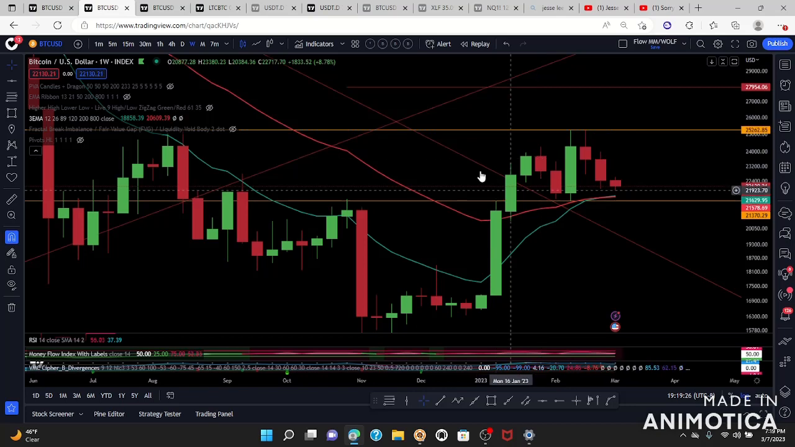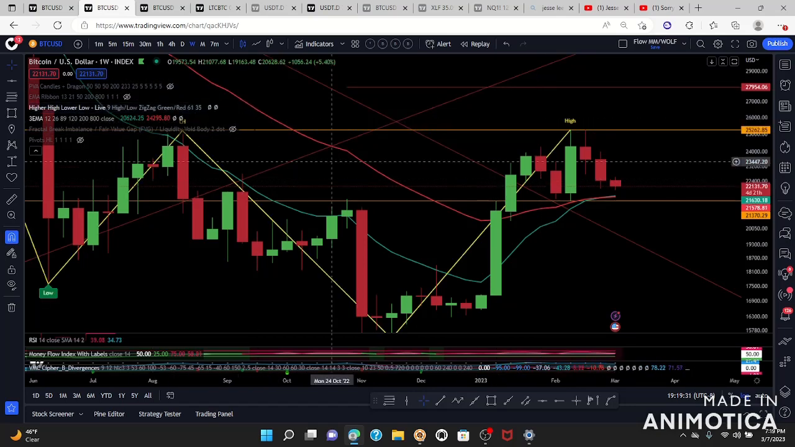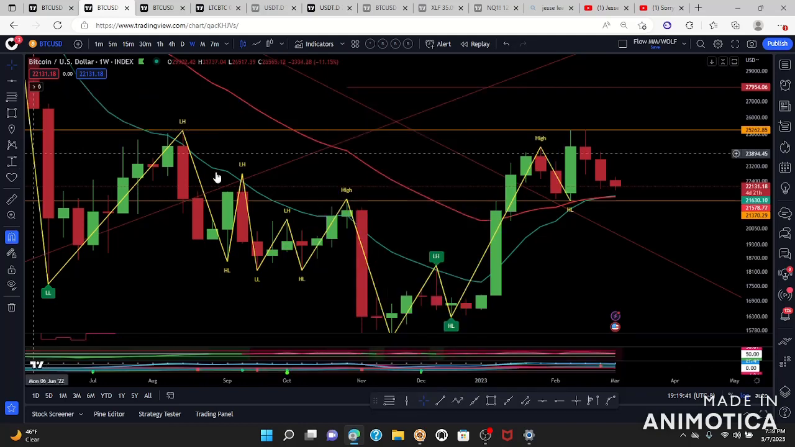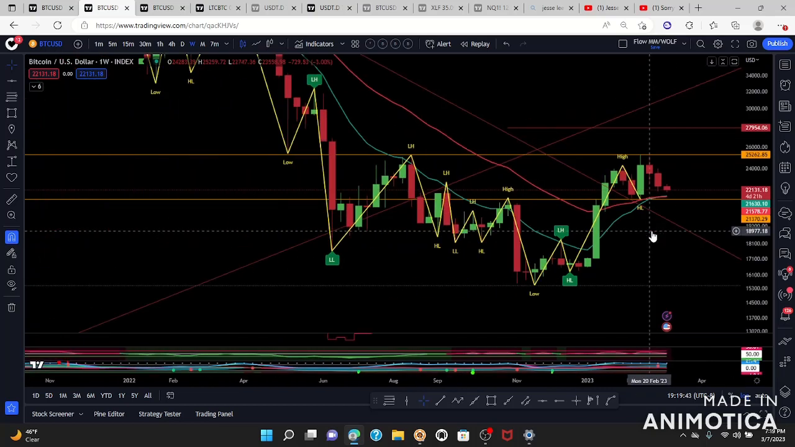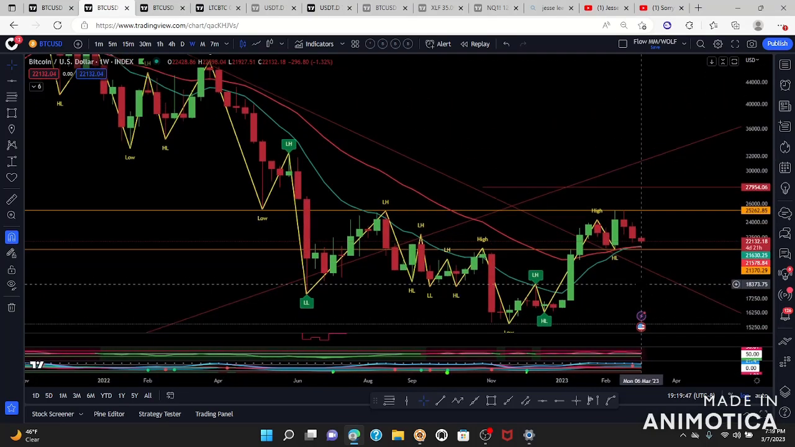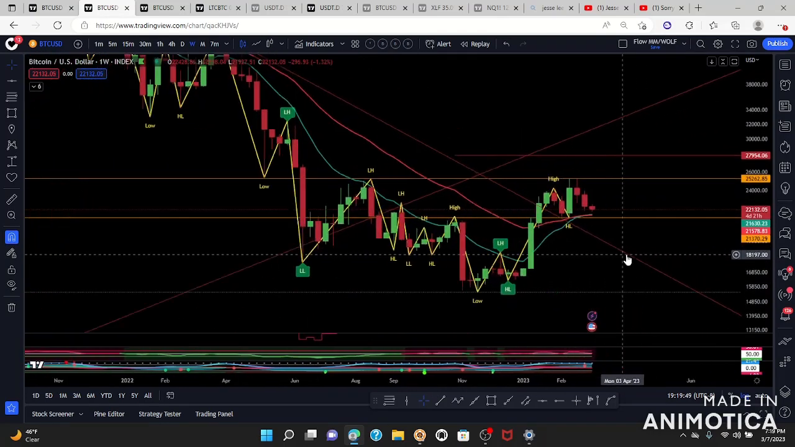Okay, so now that I have my range, I'm going to turn on my higher high, lower low indicator that I love. Great indicator. Let me go to 3 here. I like to play around with it from 3, 6, or 9, right? Keeping it within the universe numbers here. Just visualizing it, I'm going to draw some trend lines.